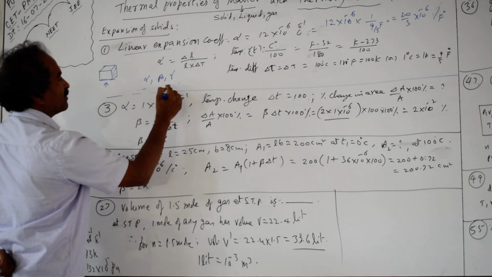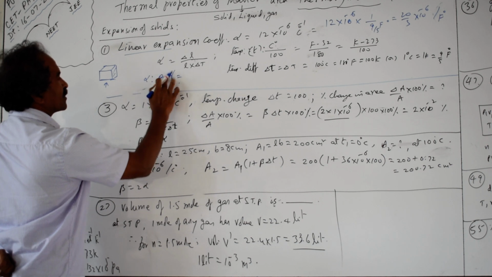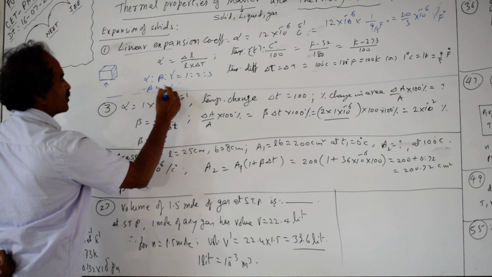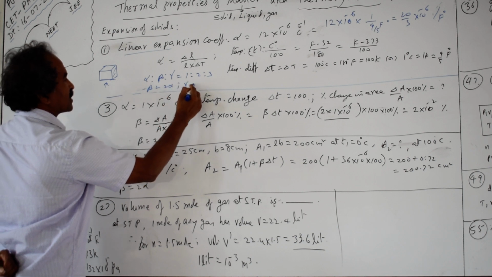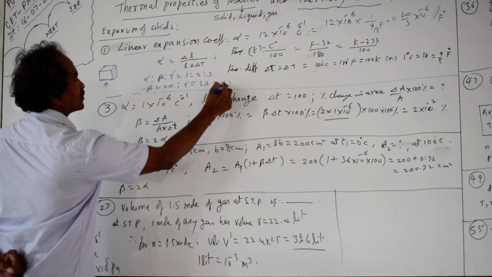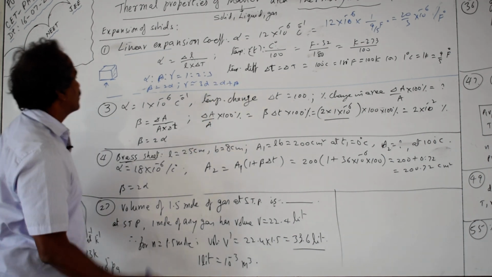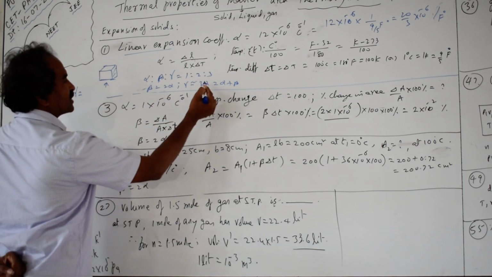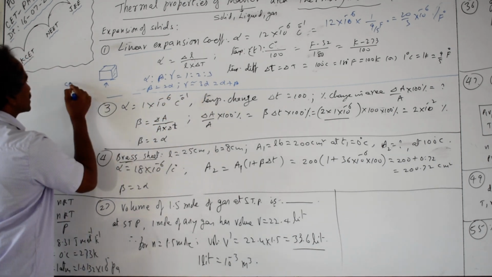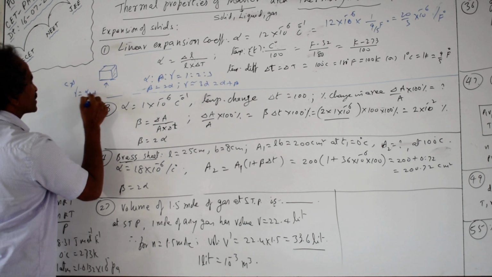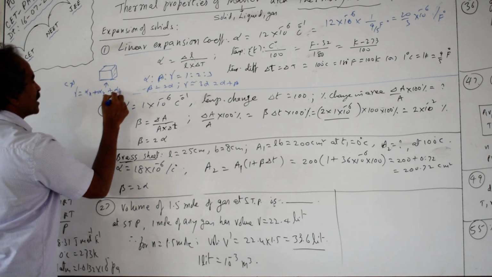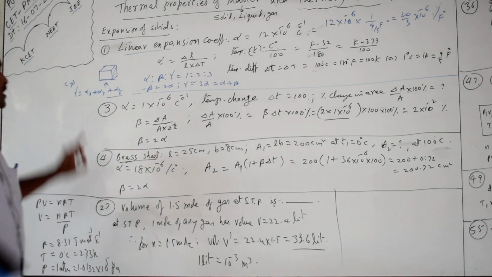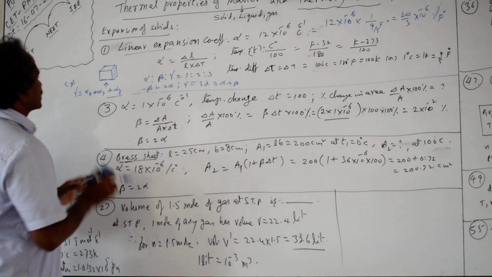The relation between alpha, beta, gamma is 1:2:3. That means beta is approximately equal to 2 alpha and gamma is approximately equal to 3 alpha, which equals alpha plus beta also. But for crystals, gamma equals alpha plus alpha plus alpha. For crystals, we have to take gamma equals alpha x plus alpha y plus alpha z, the sum of the three quantities, because along the x, y, z axes the expansion is not uniform for crystals.